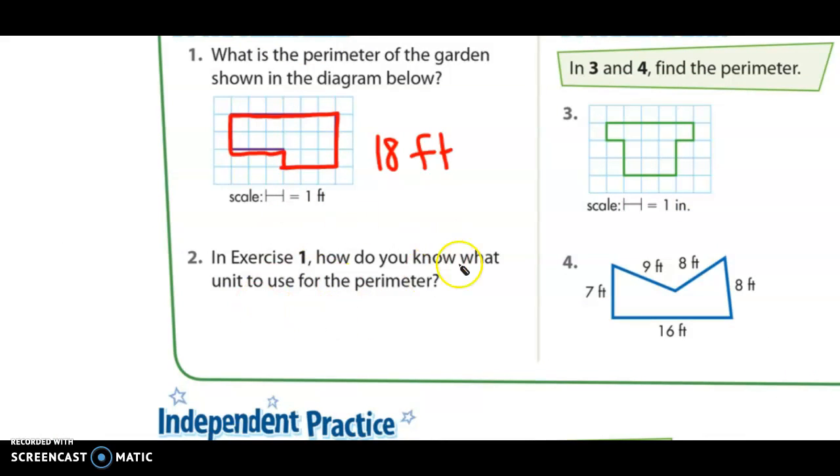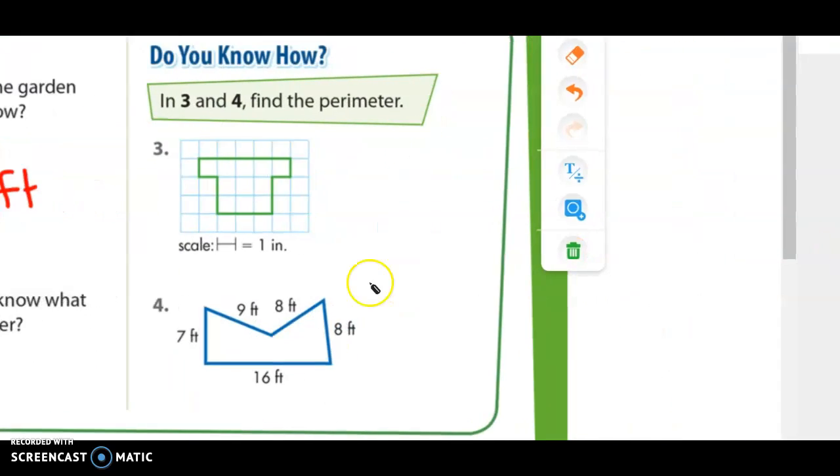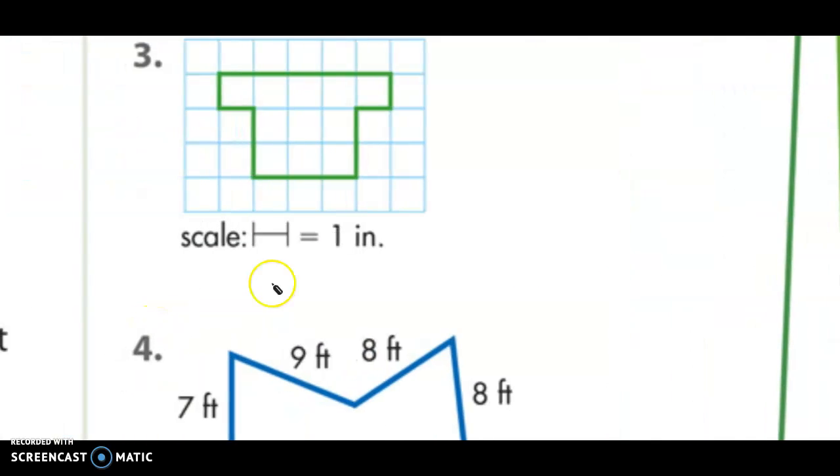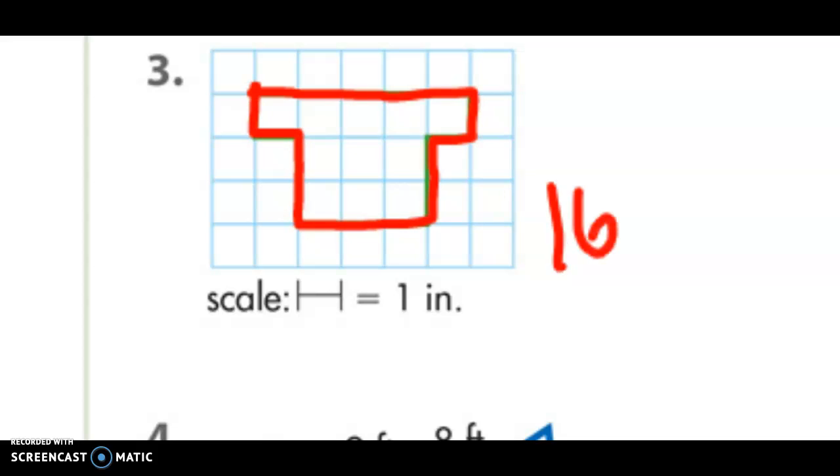In exercise 1, how did we know what unit to use? Well, the scale told us we were measuring in feet. Okay. On this one over here, finding the perimeter. This time it's important to notice we're not measuring in feet, they're measuring in inches. 1, 2, 3, 4, 5, 6, 7, 8, 9, 10, 11, 12, 13, 14, 15, 16.